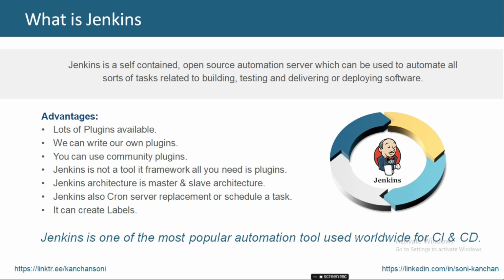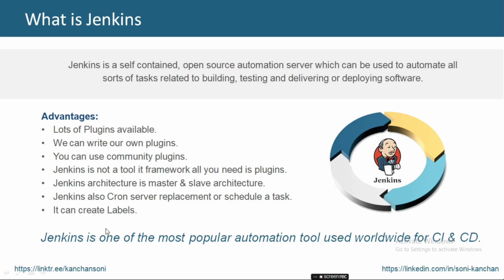The next advantage is Jenkins is not a tool, it's a framework. All you need is a plugin. Why is it called a framework? You can design your own plugin. You can customize Jenkins as per your need. Jenkins architecture is master slave architecture. It is like a manager and employee thing. The way a manager manages employees, similarly the master manages all the Jenkins slaves, deciding which slave will work on which pipeline.